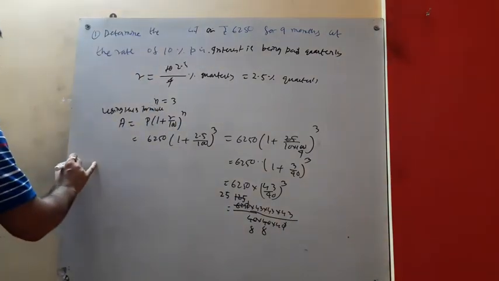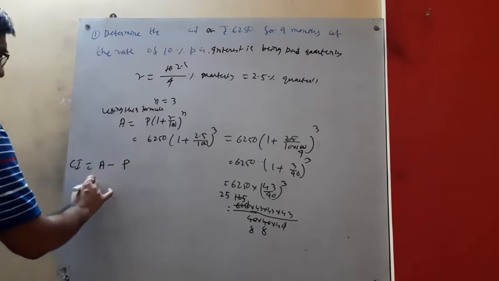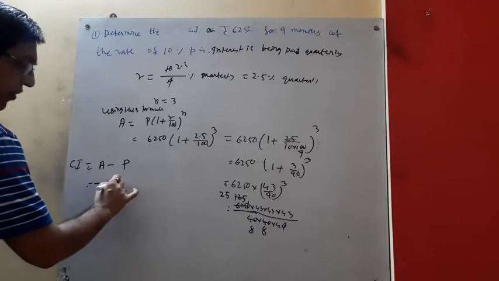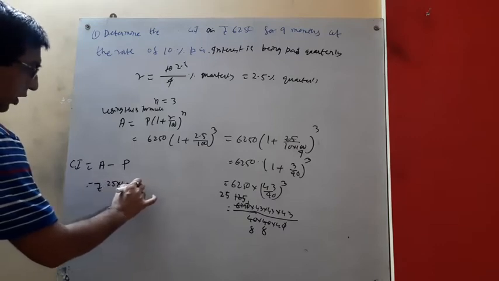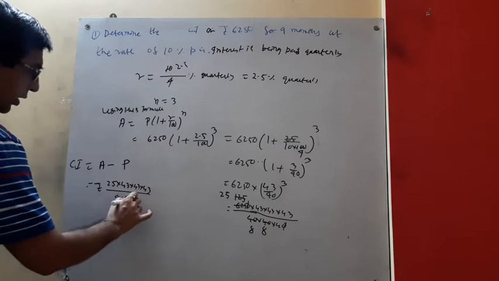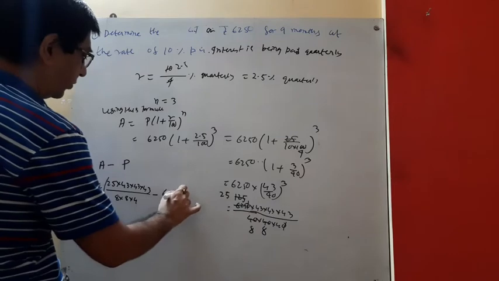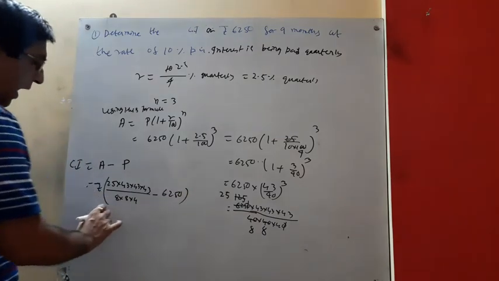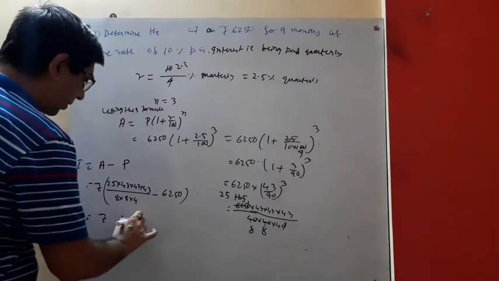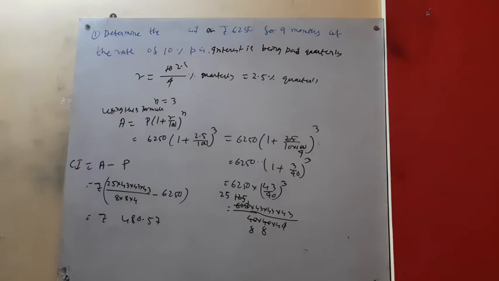So compound interest will be amount minus principal. What is the amount? This one, that is 25 into 43 into 43 into 43 by 8 into 8 into 4, minus, what is the principal? The principal was 6250, and you will calculate, and ultimately you will get 480.57, most probably 480.57. Please check the calculation. Okay. In this way we can find the interest.